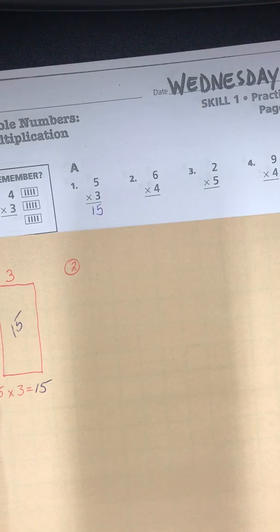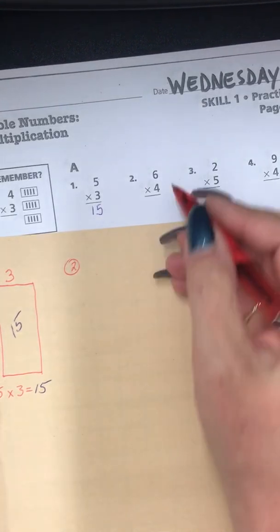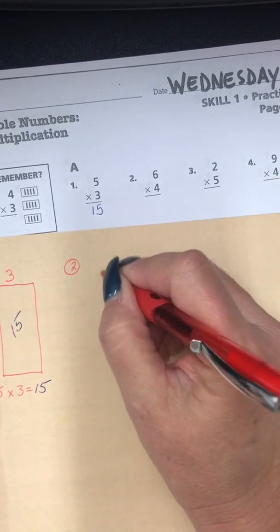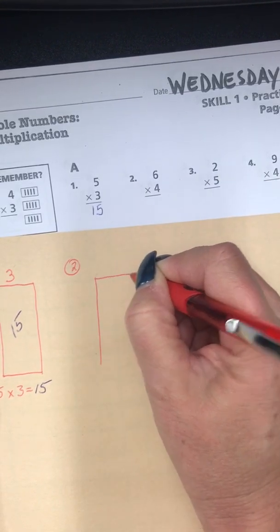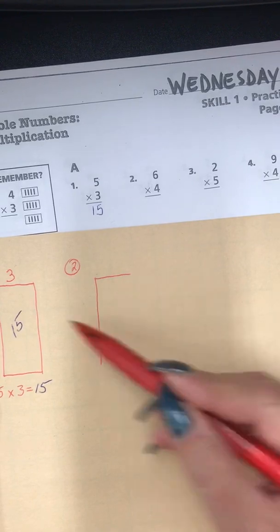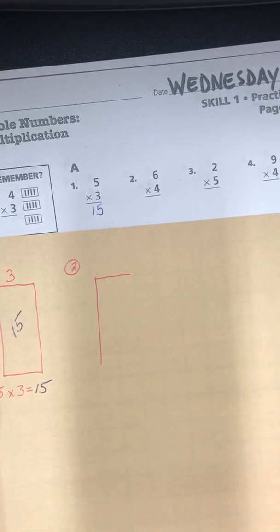Rectangle. Rectangle, because the numbers are different. Good, rectangle. And 6 is longer than 4. So I'm going to have 6 times 4. Now, if you notice, this looks very much like the one I just had over here, doesn't it?